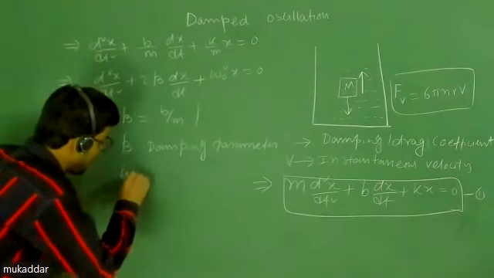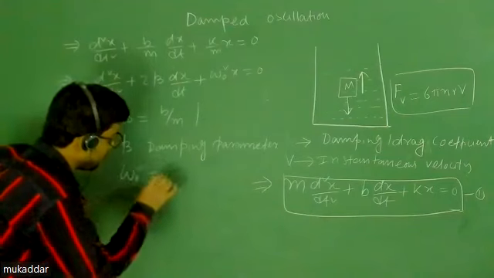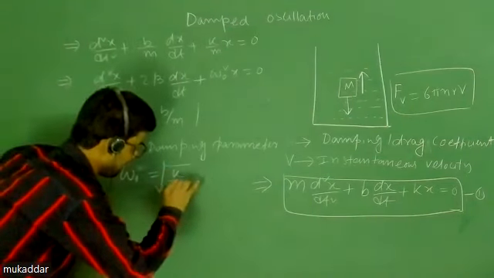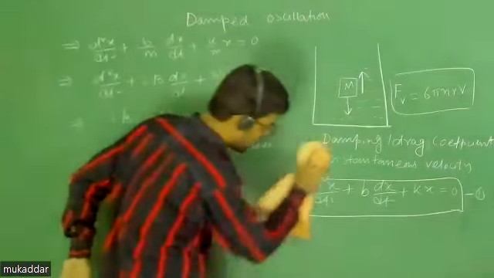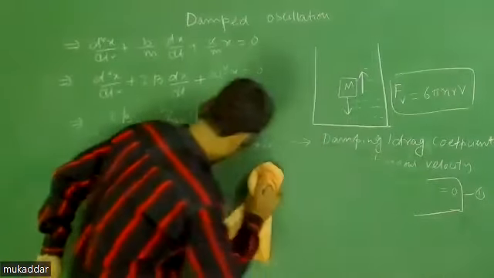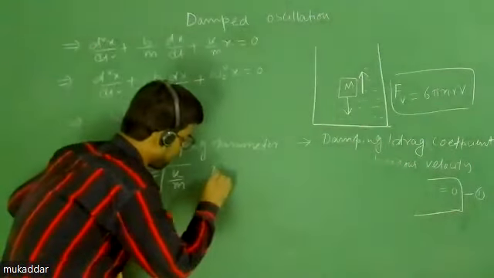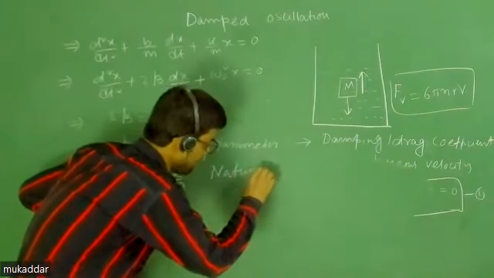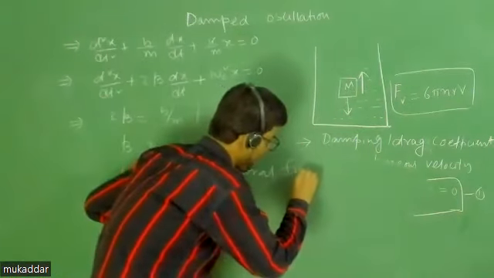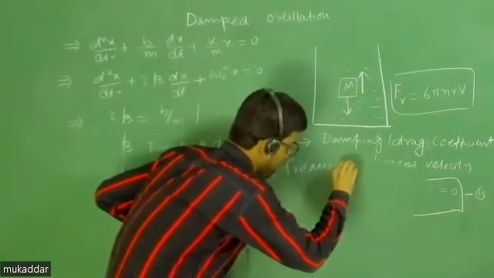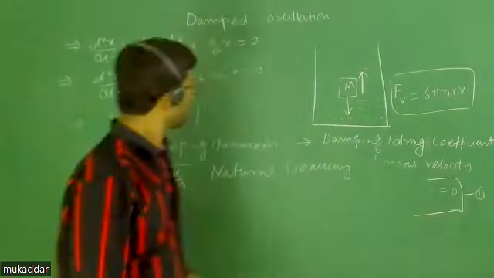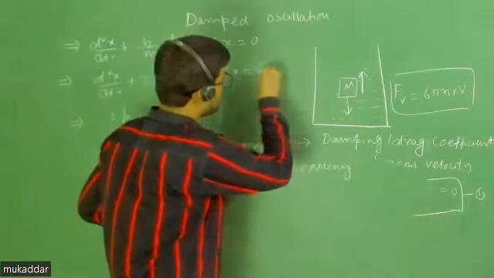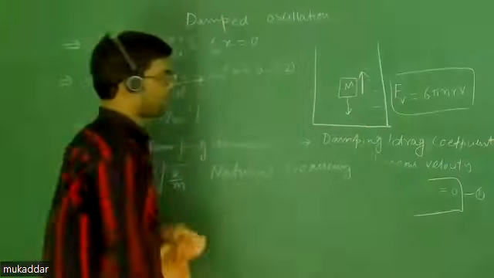So then you have omega naught square, and how will we define omega naught? Omega naught is nothing but k by m. And what do we call omega naught? It is called the natural frequency, the angular frequency. Okay, and let us give a number to this differential equation. This is your equation number 2.